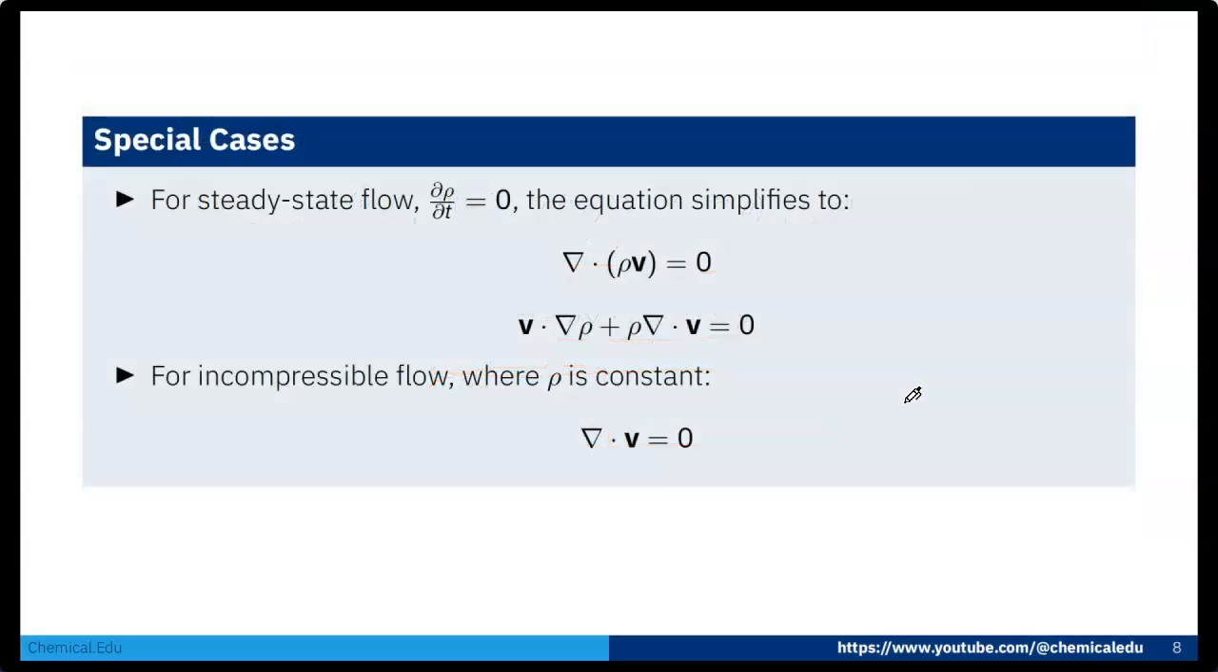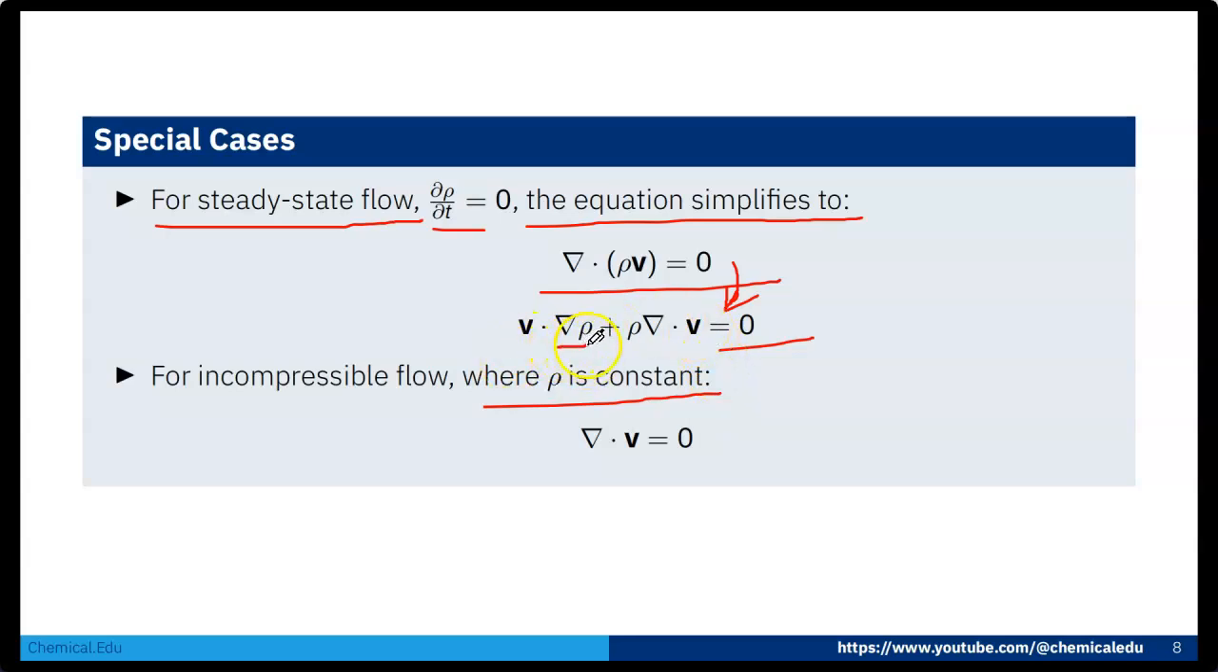Now coming to some special cases. For steady flow, the partial derivative of rho with respect to t is equal to 0, so the equation simplifies to nabla dot rho v is equal to 0. If I expand this using the vector identity, that will be v dot gradient of rho plus rho into nabla dot v is equal to 0. For incompressible flow where rho is constant, this term will be 0, and rho is constant, so nabla dot v is equal to 0.